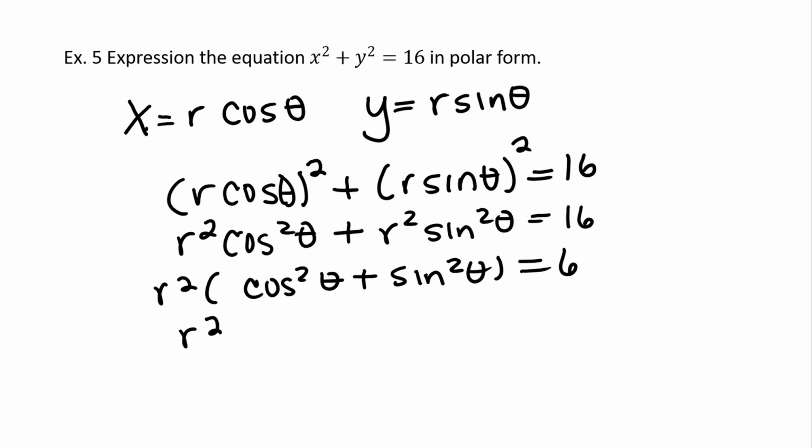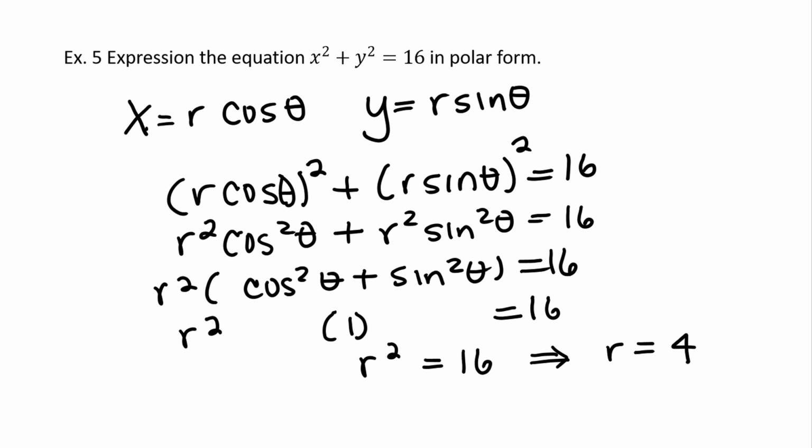R squared times cosine squared theta plus sine squared theta, that's a Pythagorean identity, that's equal to 1, and that's equal to 16. And so we have r squared equals 16. We can also simplify it to r equals 4. X squared plus y squared equals 16 is a circle centered at the origin with a radius of 4. And in polar form, we just write r equals 4.